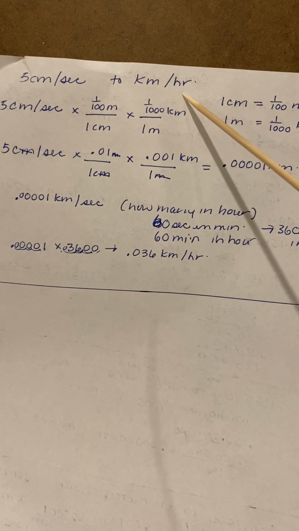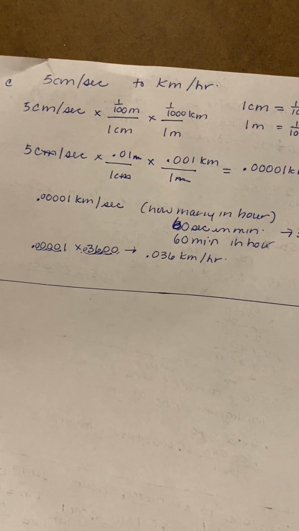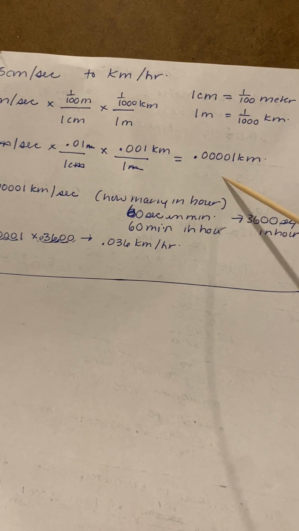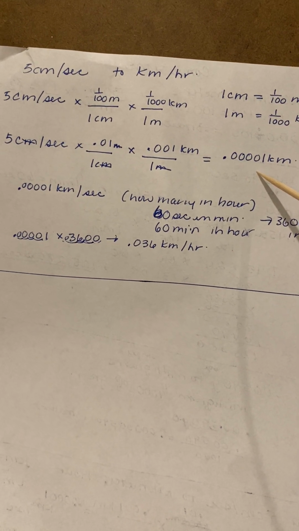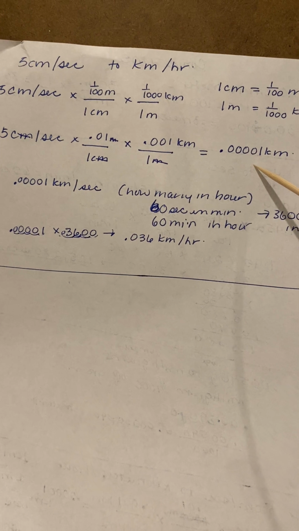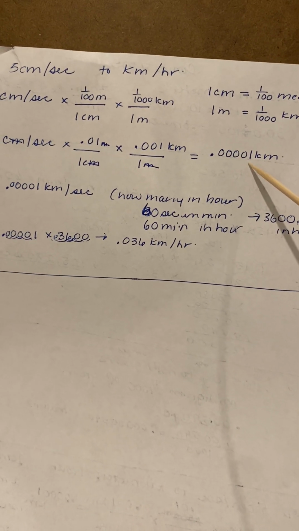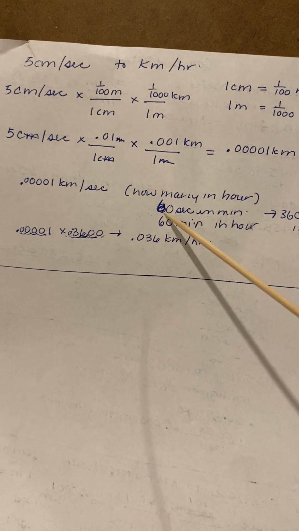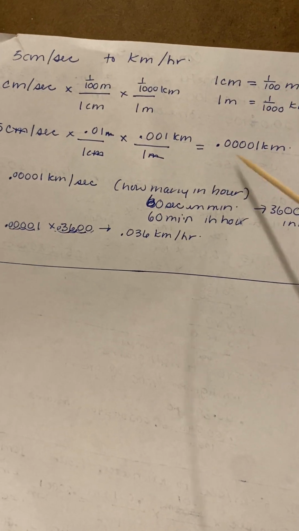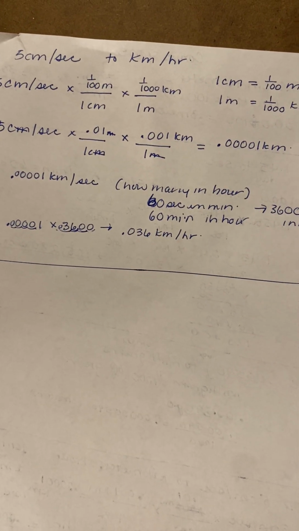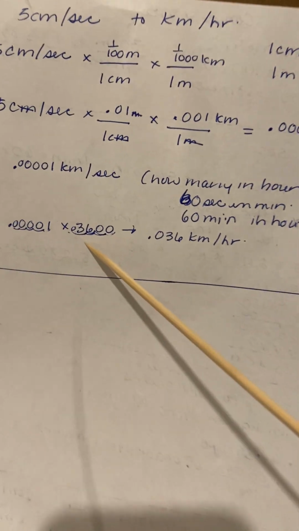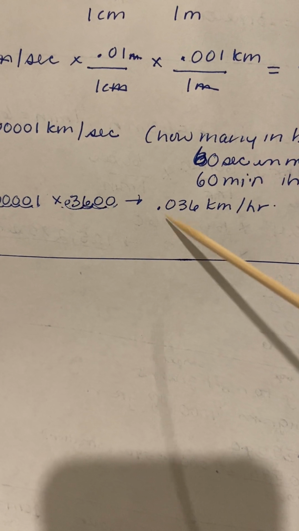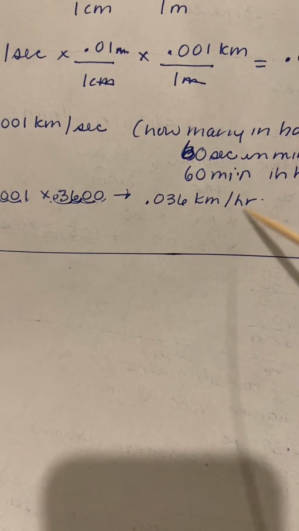But now we have it in seconds, not in hours. And so now the hard part is figuring out how to put it in hours. We have this number of kilometers. That's how many kilometers in a second. Now we want to know how many kilometers in an hour. We're going to have to multiply this by how many seconds are in an hour. Well, there's 60 seconds in a minute and 60 minutes in an hour, so you multiply and you get 3,600. So you're going to multiply this number by 3,600, and what I got is 0.18 kilometers per hour.